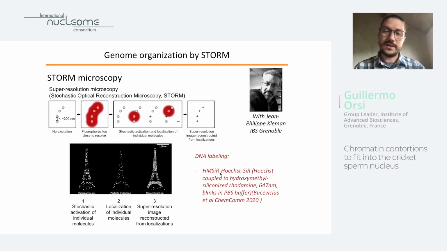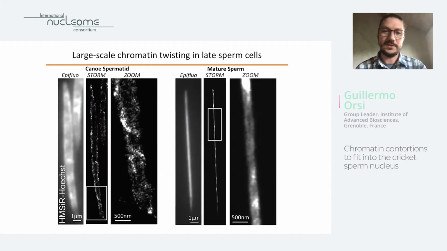And we used a DNA labeling probe that was developed by our collaborators, Grazvydas Lukinavicius, which is a hydroxymethyl silicon rhodamine coupled to Hoechst. So it's a dye that can blink and label DNA. So we do this kind of super-resolved analysis of DNA organization in elongated nuclei, where, as I showed you before, electron microscopy would not allow us to see much.